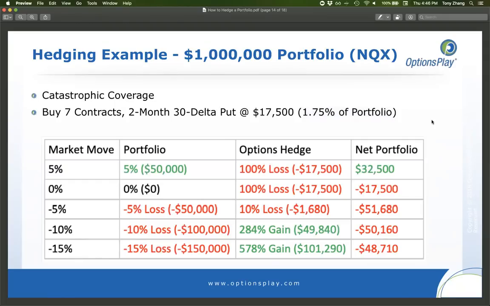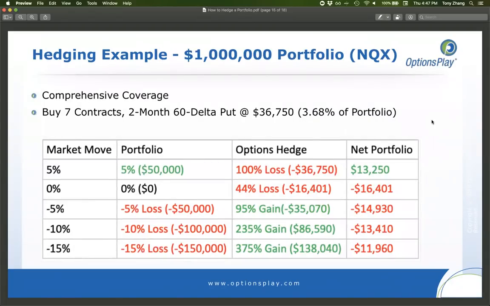So next, what I want to take a look at is the comprehensive insurance. What does that look like? This is, again, the same $1 million portfolio. I'm going to use the same instrument to hedge with, but this time I'm going to buy 7 contracts of the 2-month 60 delta put. So an in-the-money put, much more expensive. Instead of $17,000, this now costs me $36,000, which is 3.68% of my portfolio. So significantly more than double what I paid for the catastrophic insurance.